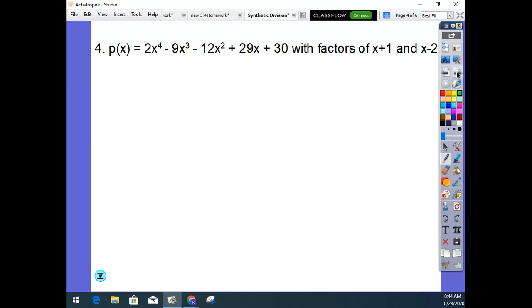All right, now we're given 2 factors. This one's going to take a little bit more. I'm going to start with x plus 1. So I'm going to put negative 1 in the corner.